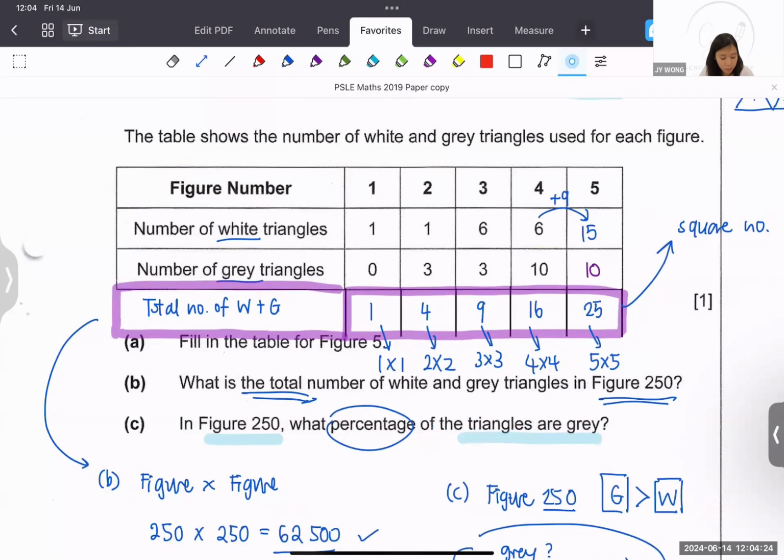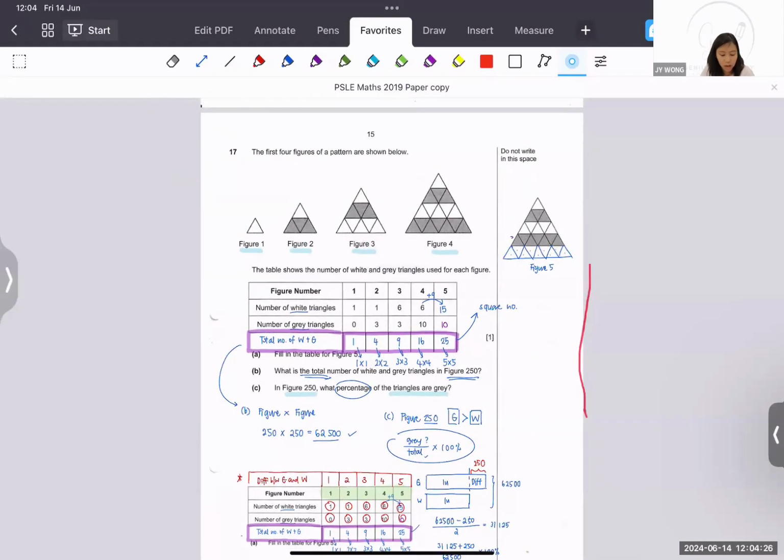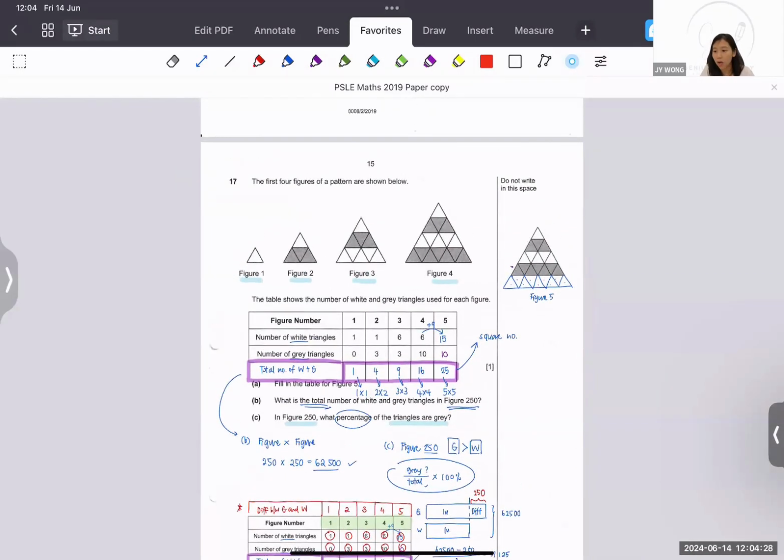Okay, so I'm done with paper 2. Those who need the other solutions later, I'll give to you.